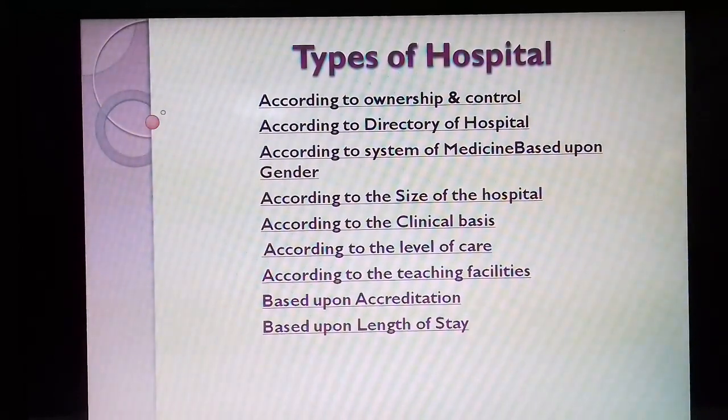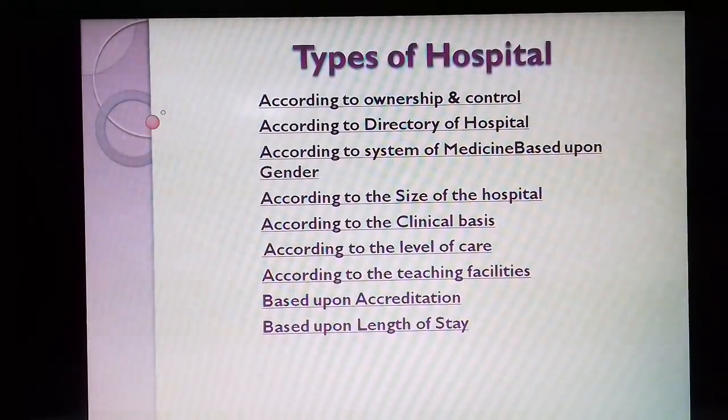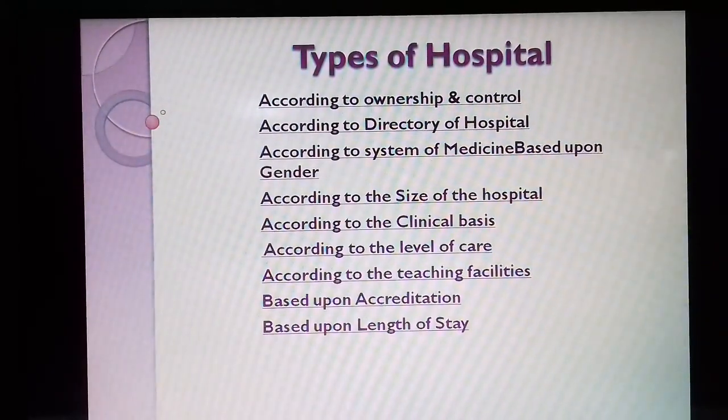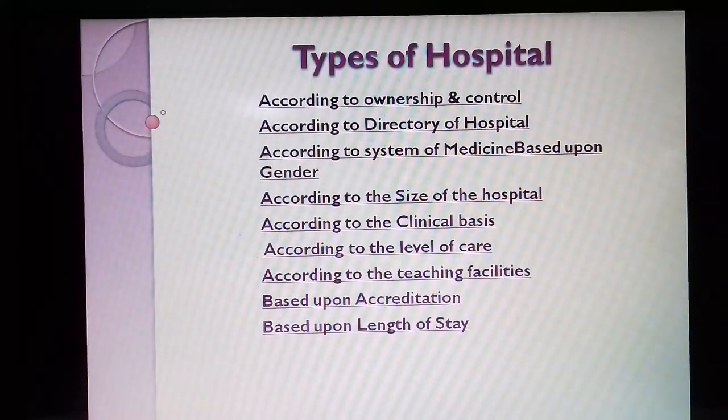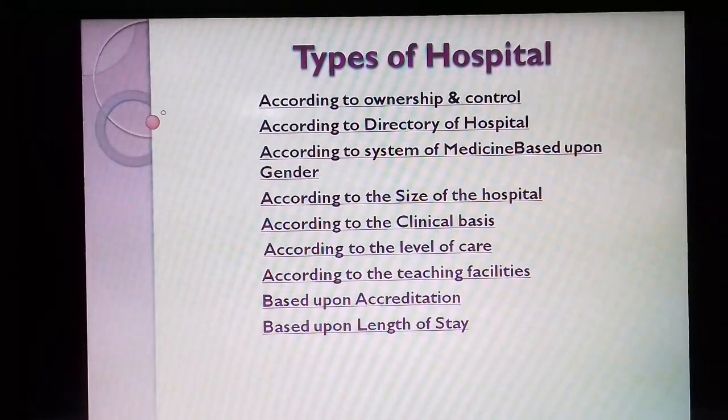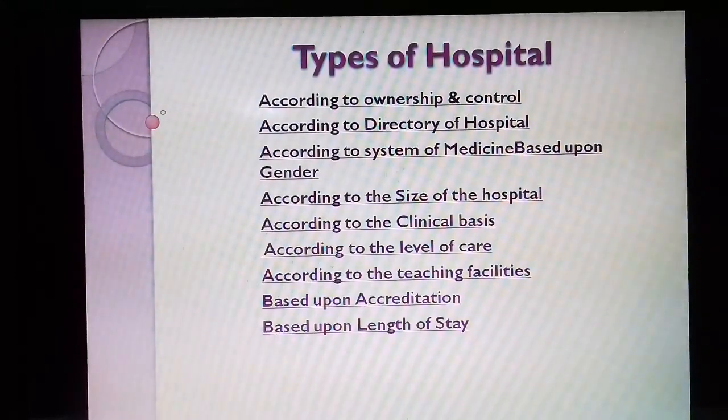Next, based upon gender, hospitals can be divided into male hospitals and female hospitals. Next is according to the size of the hospitals. It can be small hospitals, medium hospitals and large hospitals. Small hospitals means less than 200 beds. Medium hospitals can have bed strength from 200 to 500 beds. Large hospitals have more than 500 beds.